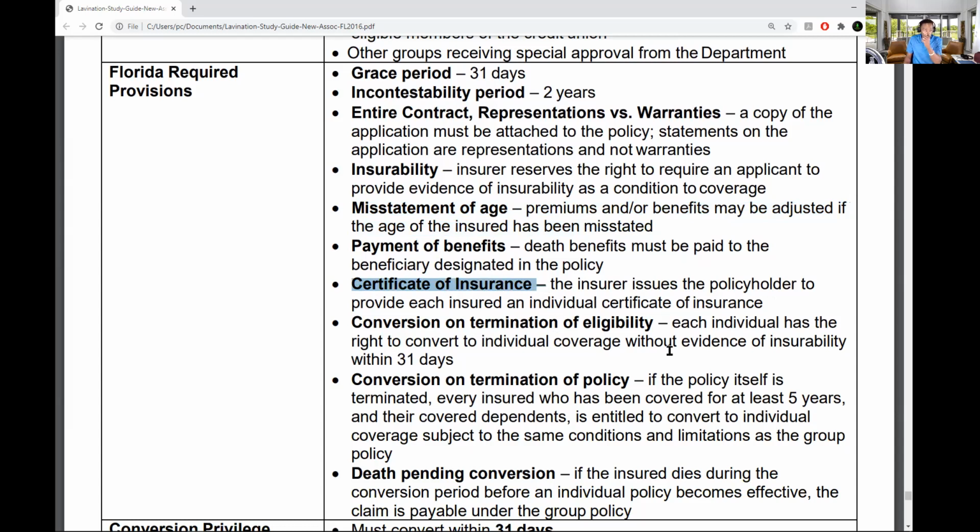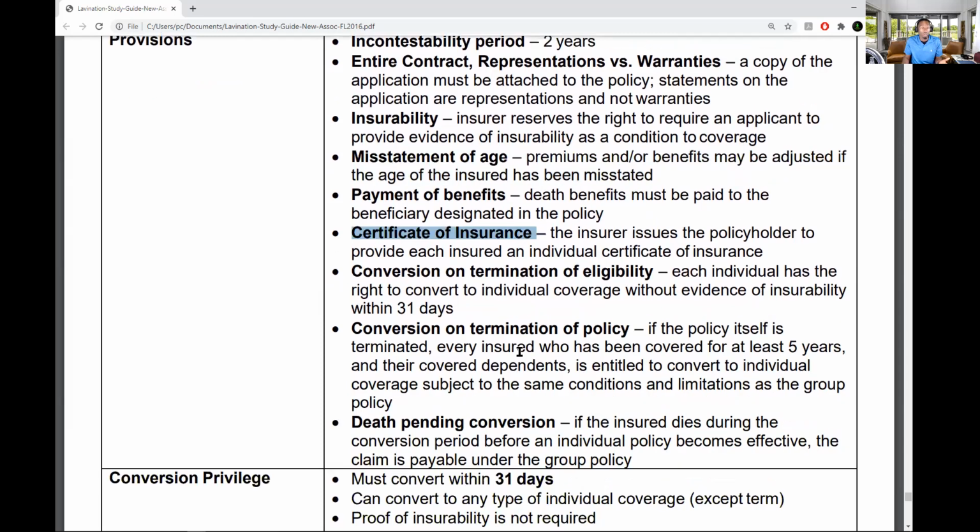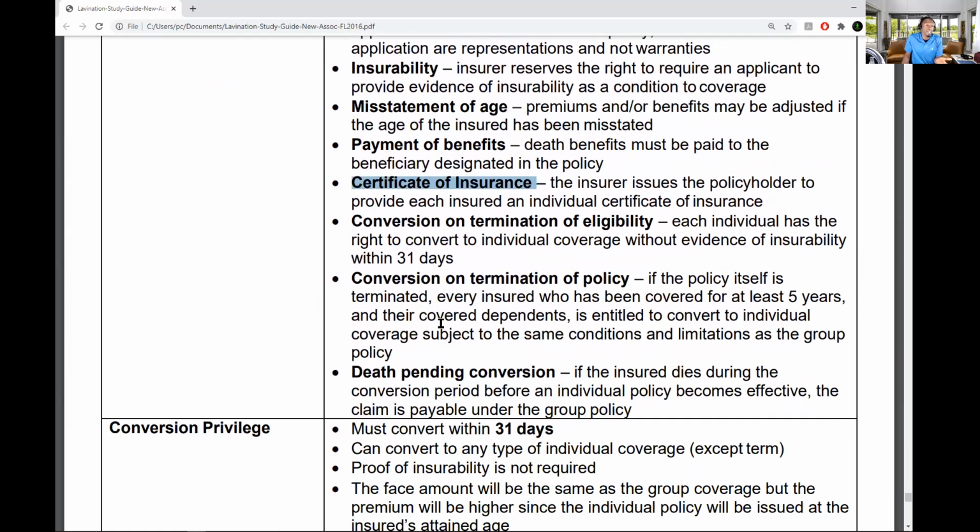Conversion or termination of eligibility. Each individual has the right to convert. That's when you can convert from a group to an individual policy without evidence of insurability within 31 days. So you don't have forever. This is a short period of time, 31 days to convert to your own policy if you're no longer working for that company or you get fired for whatever reason. Once you're no longer there, you get 31 days to convert that policy, which most people forget about, which is just funny. After something happens, they say, oh man, I wish I had converted my policy because now I cannot qualify for a policy.